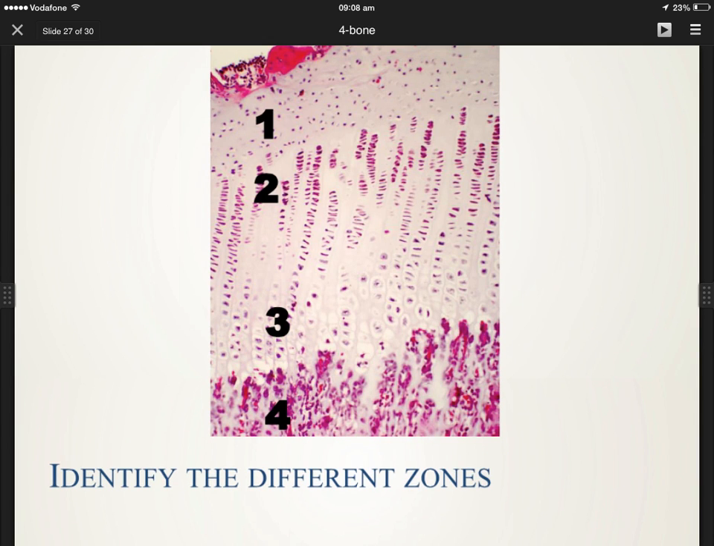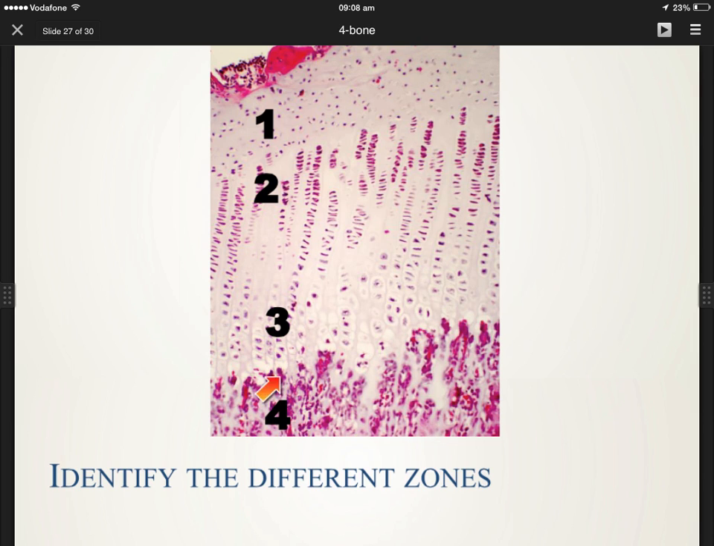This is a very nice picture demonstrating the stages of ossification. Here, first of all, we have the stage of resting cartilage, where the cells are discrete. Here, the stage of proliferation, where the cells increase in number and become arranged above each other like columns of coins. Here, the stage of hypertrophy, where the cells are large in size, due to the accumulation of glycogen and alkaline phosphatase.